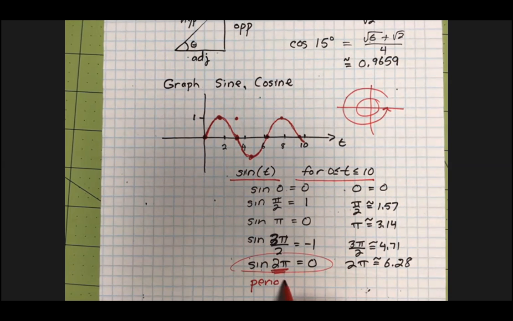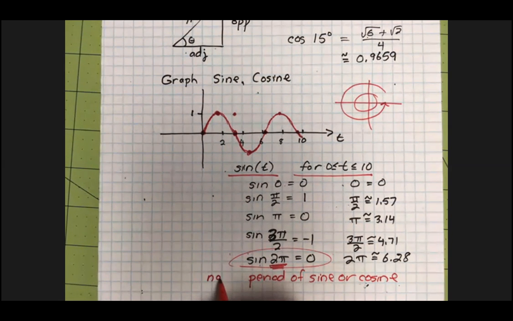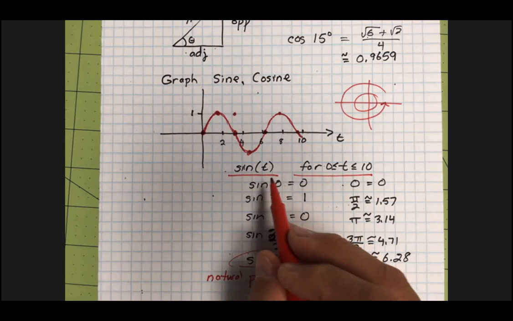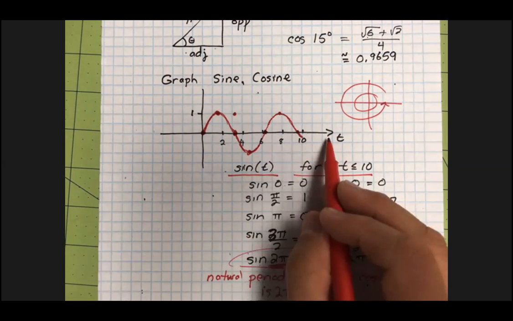And the fancy word for that in mathematics is period. The period of sine or cosine, the natural period, is 2 pi. We could change that period, but if you just give a straight up sine t, cosine t, sine of x, cosine x, it's going to repeat itself after 2 pi steps, after 6.28 steps on this marker.